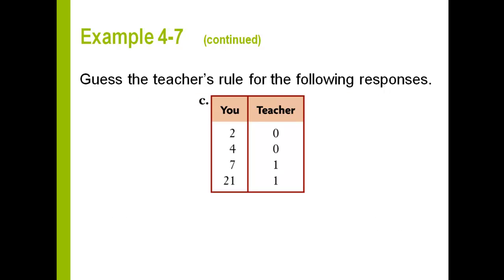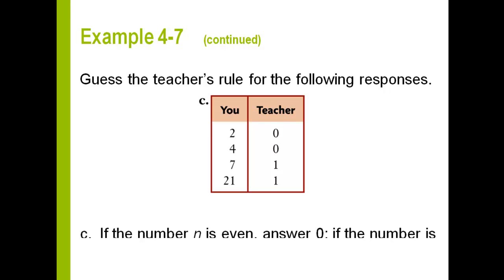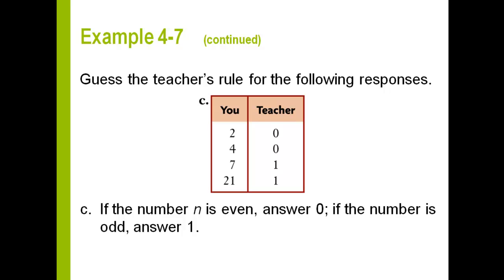So let's look at this one. This is a little different. You provide the inputs 2, 4, 7, and 21. When you guessed 2, the teacher said the output was 0. When you guessed 4, the teacher said the output's 0. When you guessed 7, the teacher said the output's 1. When you guessed 21, the teacher said the output is 1. So can you guess the rule for this one? So this one's a little different. It said when the input is even, the output's going to be 0. And if the input is odd, the output's going to be 1.